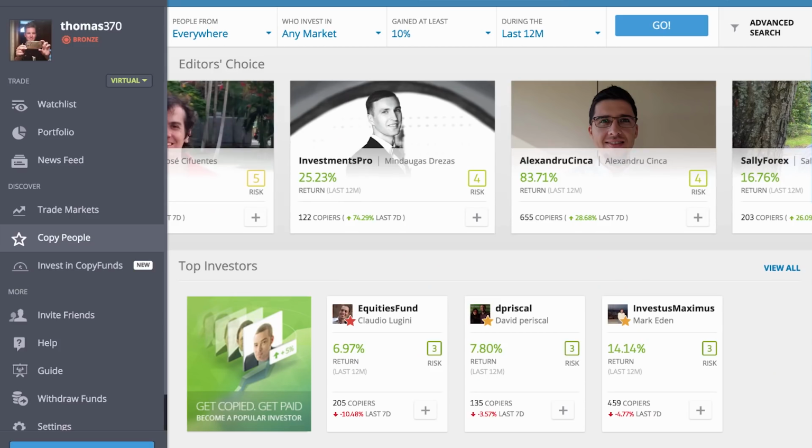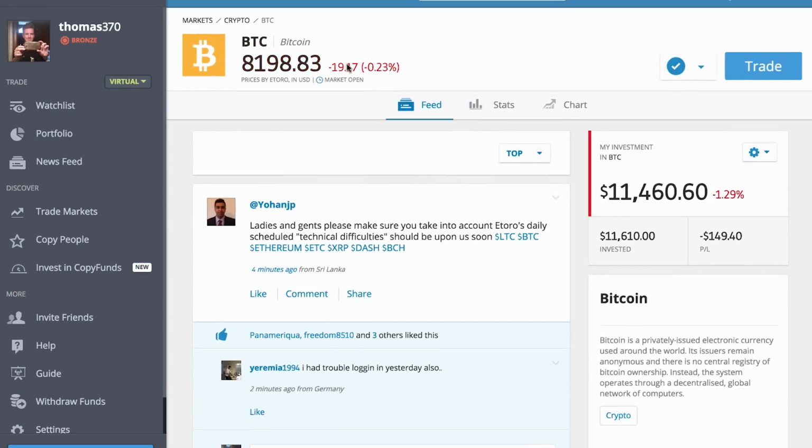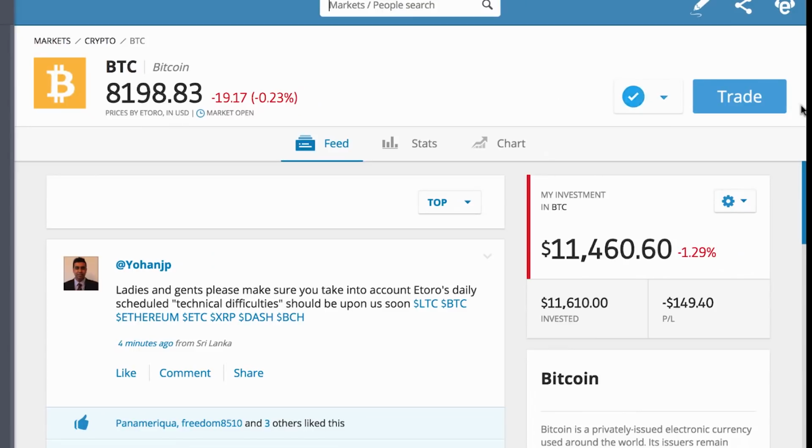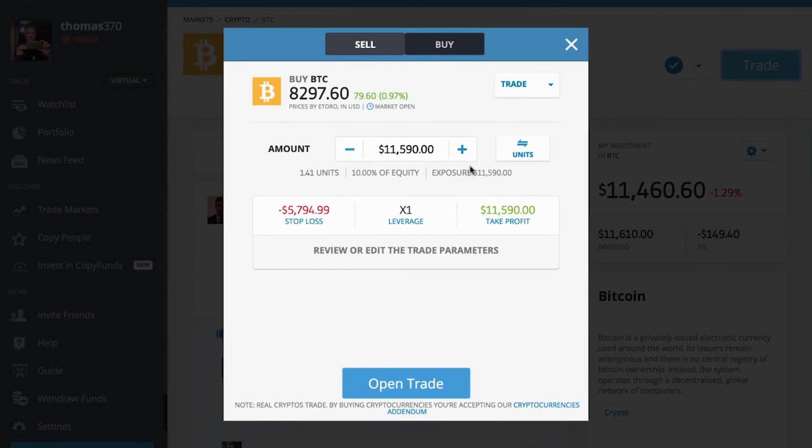So if we go to Bitcoin, let's go to Bitcoin because that's been doing well. Here we see the normal price. That's how much we normally would buy Bitcoin for. Here's the trade button, you're used to that. When we go to the trade button, say we want to buy some Bitcoin.